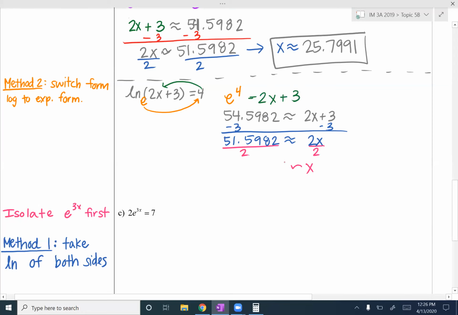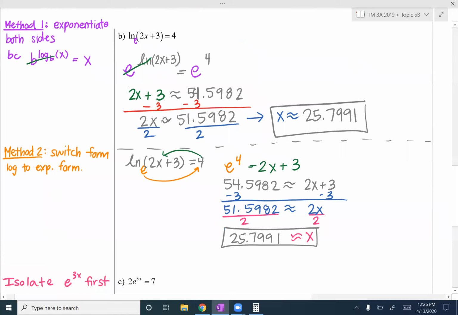Of that x is approximately 25.7991. Okay, so again, I don't expect you to do both methods on your assignment. I expect you to choose one and to stick to that method the whole time so that you master that method. I will always show you both, and then if you need help with the homework assignment, you should tell me which method you're choosing to use so that I can address it in that manner.